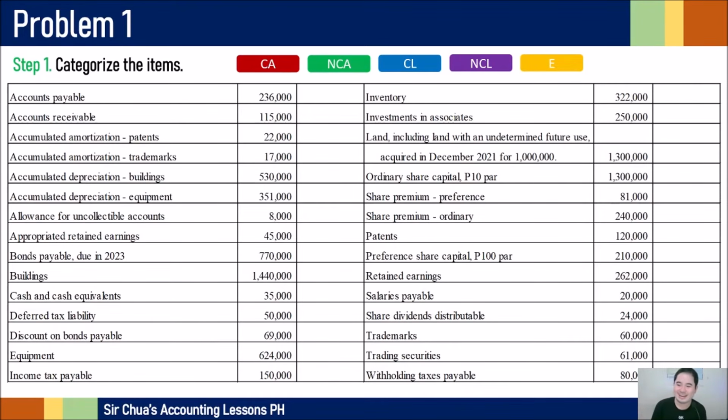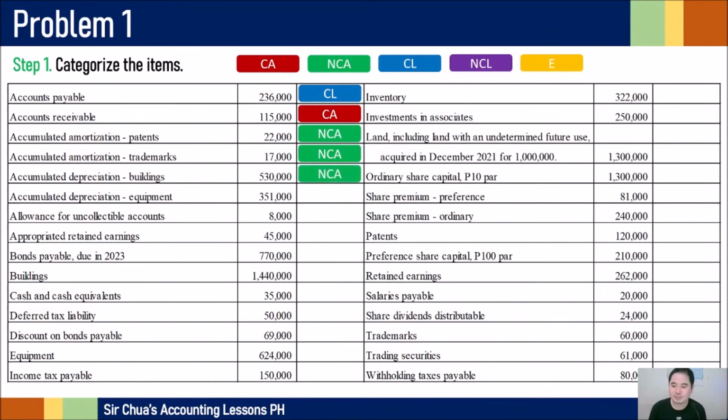Okay, sige. Accounts payable, yan po ay current liability, di ba? Accounts receivable ay current asset. Accumulated amortization natin sa patent, you will categorize that as non-current asset, pero contra, di ba? Contra asset yan. Accumulated amortization ng trademark, that's a no-brainer, di ba? NCA din yan. How about your accumulated depreciation for building? That is also an NCA, and that's also a contra asset.